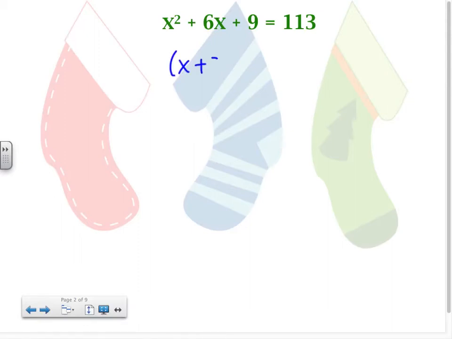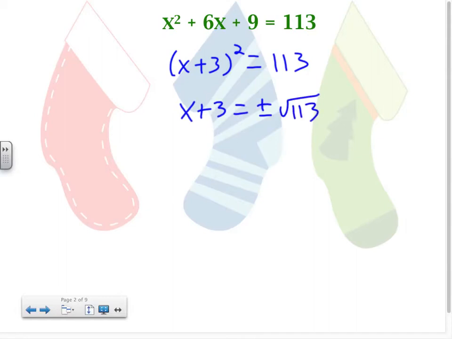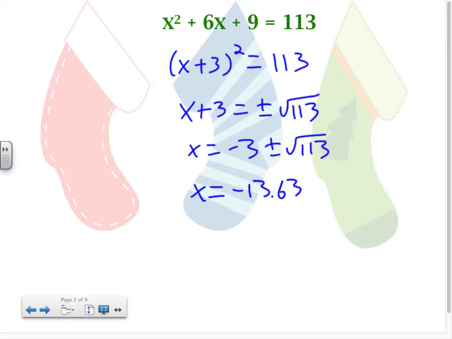There'll be a couple more examples that you can look through. You know that x squared plus 6x plus 9 is x plus 3 squared, and that equals 113. We square root both sides. We get x plus 3 equals plus or minus the square root of 113. X is negative 3 plus or minus the square root of 113. So x is negative 13.630 and 7.630.